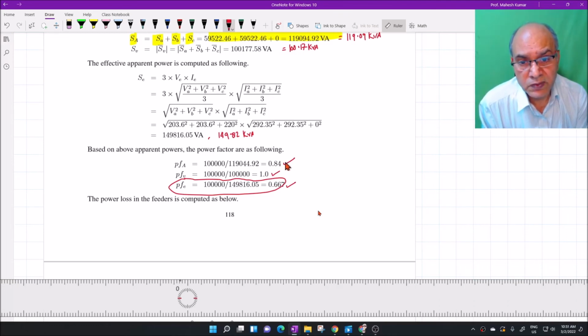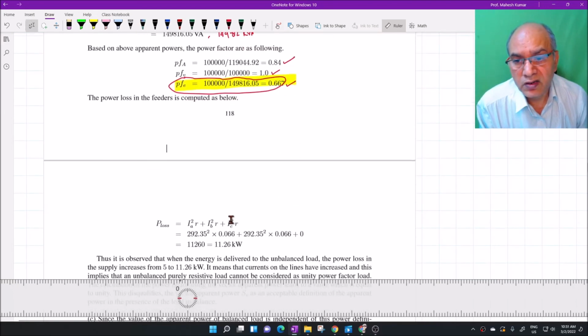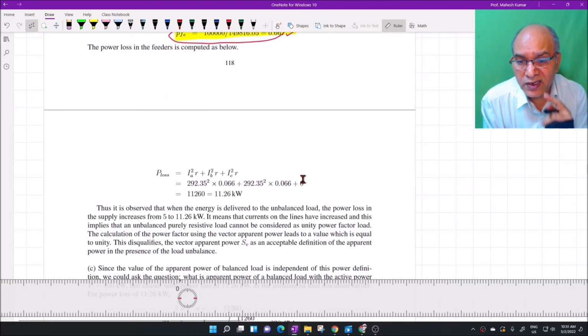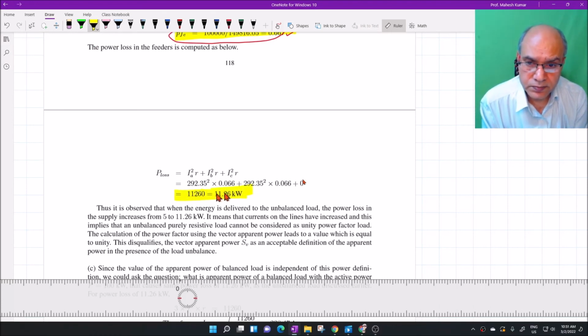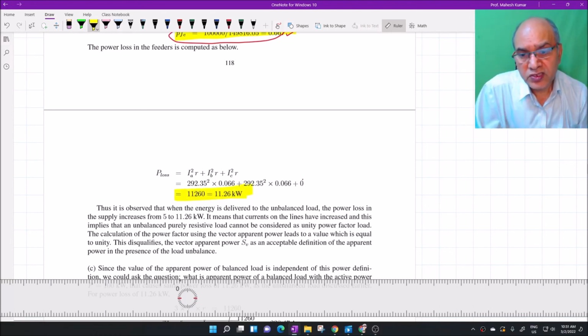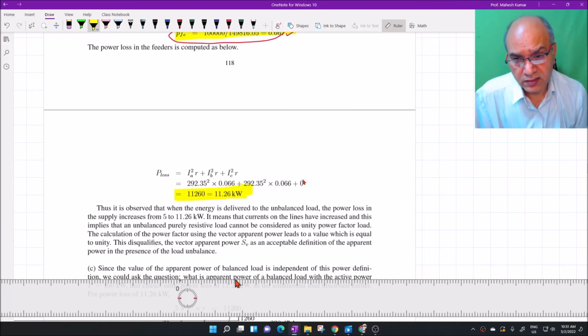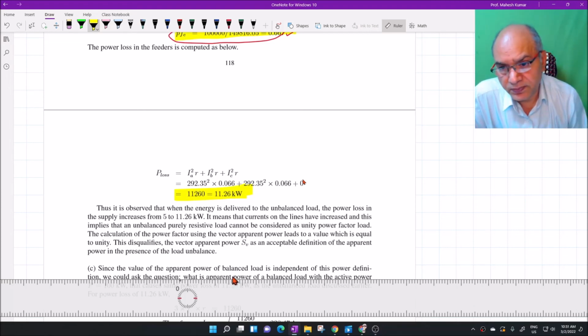The arithmetic one is in between. So we shall prefer the effective power factor for the design of the distribution network or transmission network. And you can find out the losses actually. The losses will be IA square R, IB square R, and IC square R. These losses are actually 11.26 kilowatt. So you see the losses have doubled. This point we also have proved in the case of the previous example.